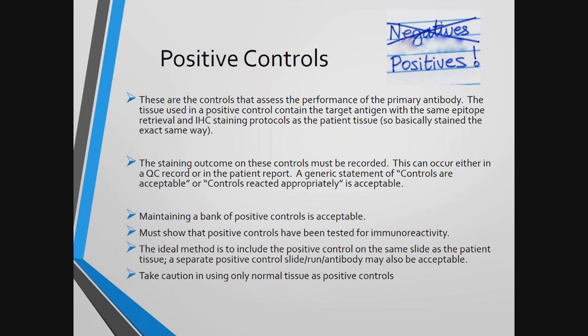As mentioned earlier, staining performance must be assessed and documented for all positive controls. Again, this can occur on a quality control record separate from the patient report, or it can occur on the patient report itself. Usually a comment such as "controls are acceptable" or "controls reacted appropriately" is acceptable. A bank of positive controls can be maintained if that logistically makes sense, as long as the controls have been documented as being tested for immunoreactivity. The preferred method of using a positive control is to place the section on the same slide as the patient's sample. However, you can also use a separate slide for the positive control.